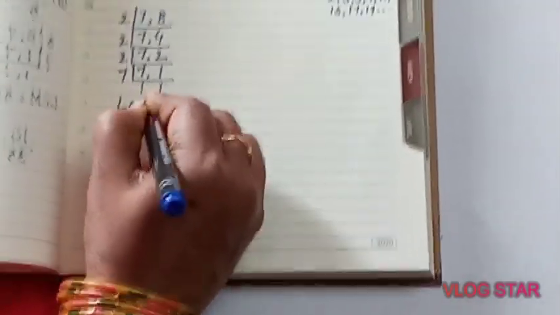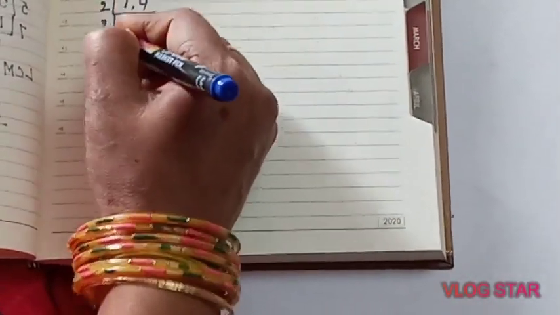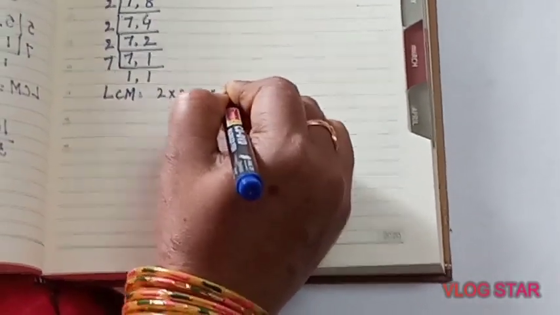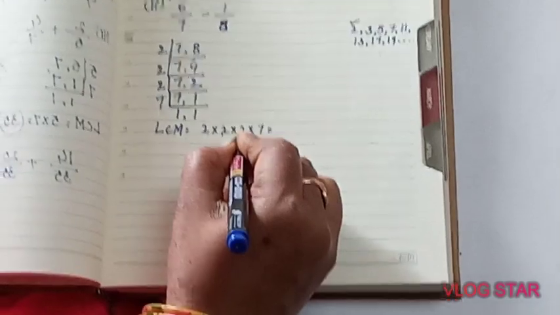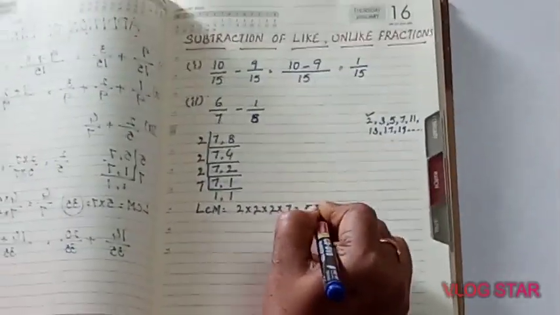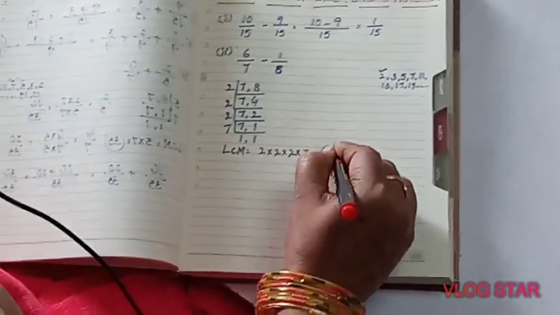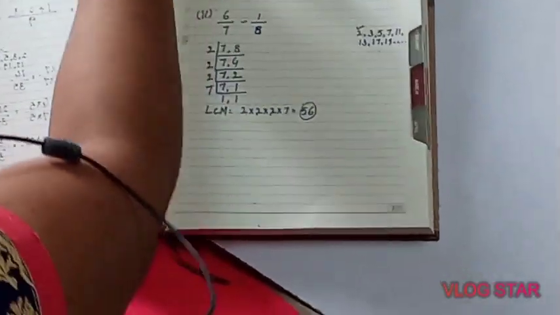Now we are going to multiply all these numbers: 2 into 2 into 2 into 7. 2 2s are 4, 4 2s are 8, 8 7s are 56. This is the number we want in the denominators of both the fractions.